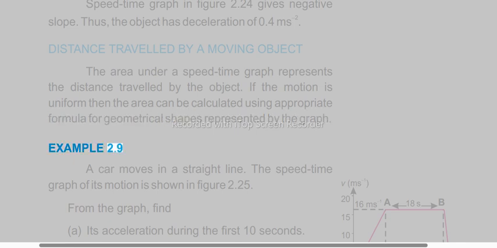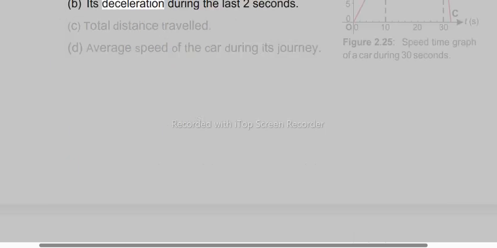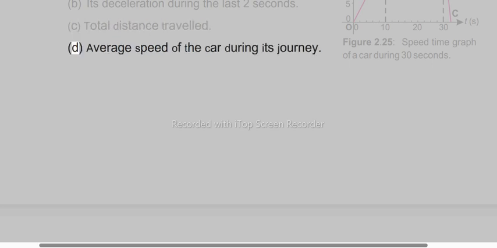Example 2.9. A car moves in a straight line. The speed-time graph of its motion is shown in figure 2.25. From the graph, find A. Its acceleration during the first 10 seconds. B. Its deceleration during the last 2 seconds. C. Total distance traveled. D. Average speed of the car during its journey.